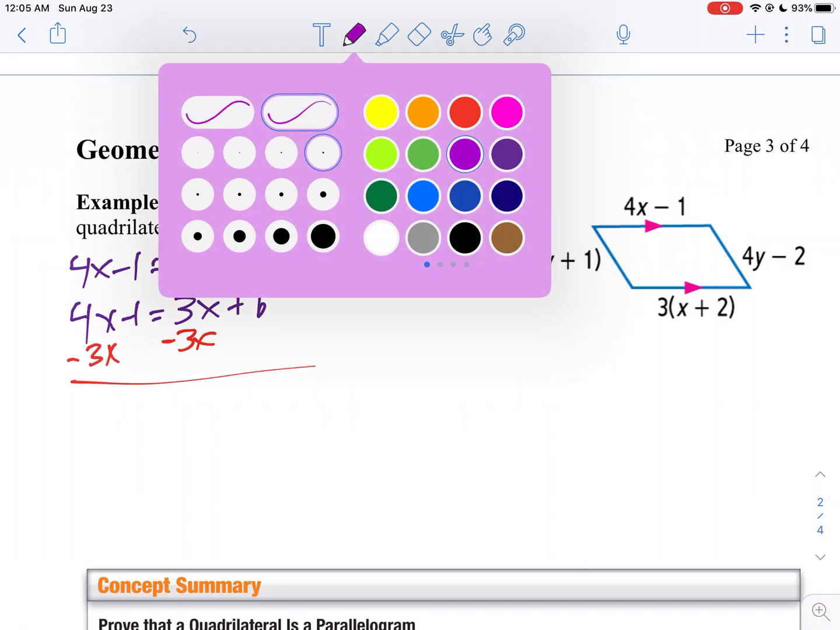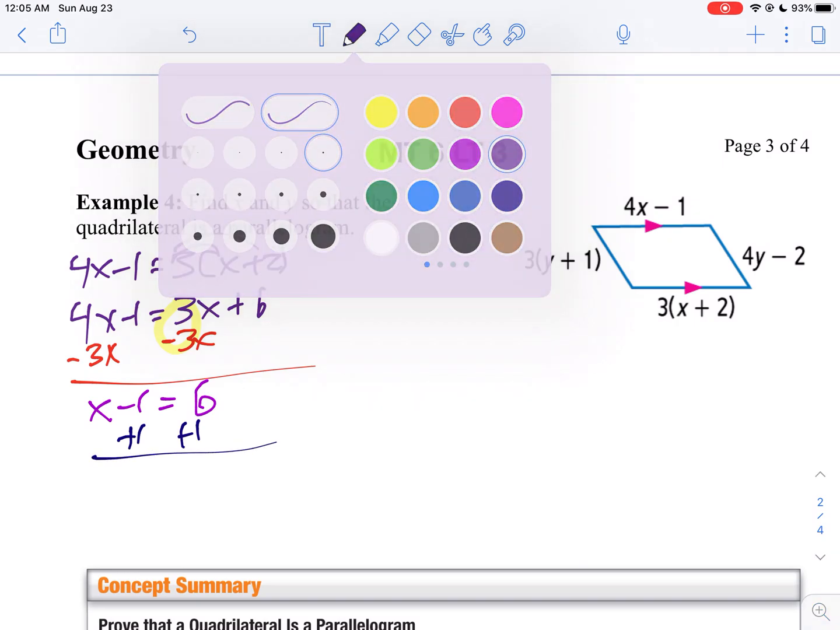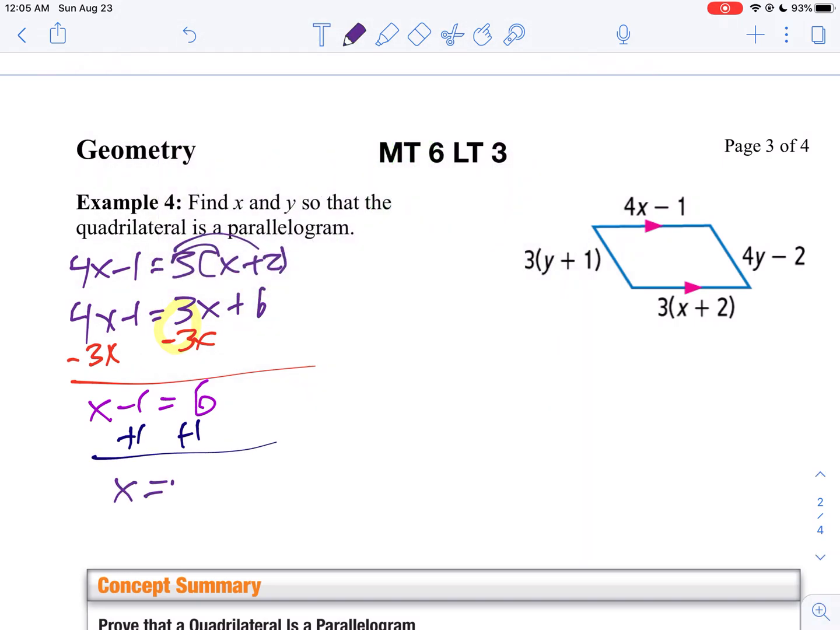And we'll get x minus 1 equals 6, because the 3x's, once again, they cancel. Finally, let's add 1 to both sides. And we get x equals 7. That's all we would really need to do if they said show it's a parallelogram. But it also says find y. Well, y is going to be kind of the same thing.